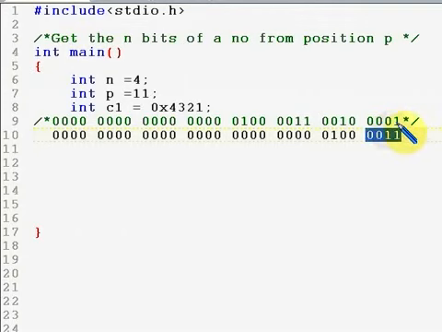Now all I have to do is AND it with n ones at this position. Everything else is 0 and I'm going to AND it with n ones.